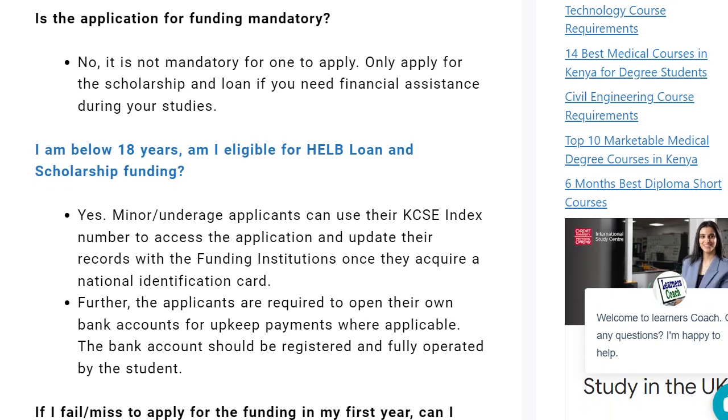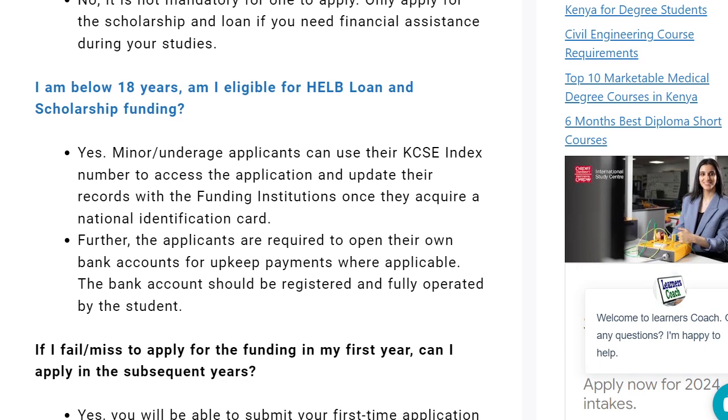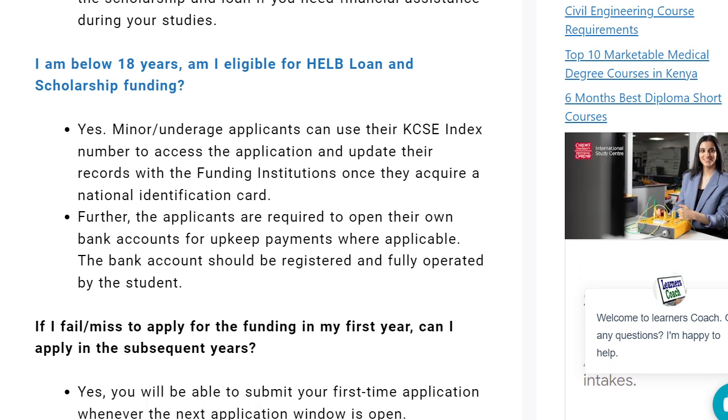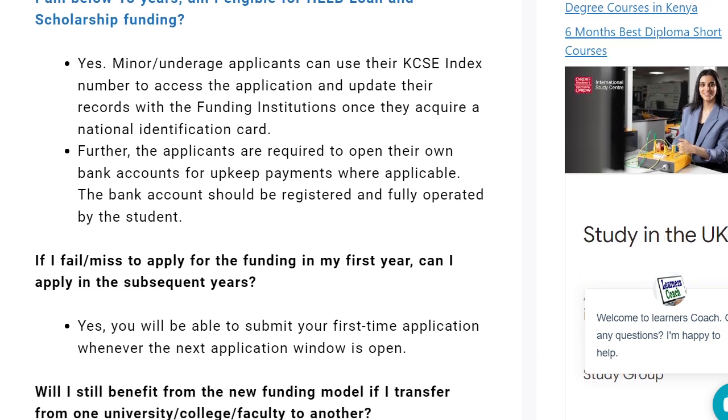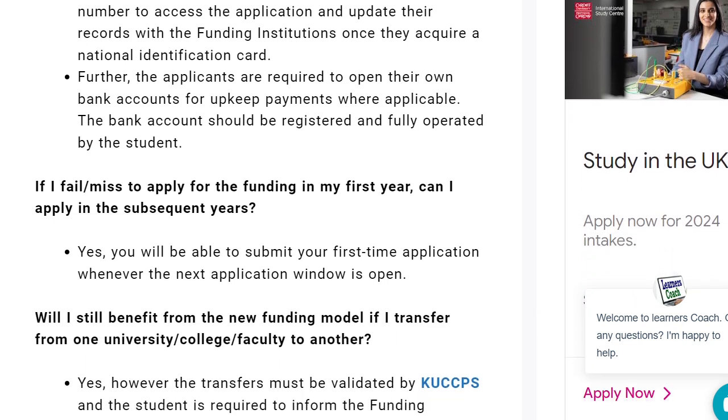So someone is asking, I'm below 18 years, am I eligible for a HELB loan? Yes, minor underage applicants can use their KCSE index number to access the application and update their records during the application. And of course, the applicants are also required to open their own bank accounts for upkeep payments where applicable. The bank account should be registered and fully operated by the student.